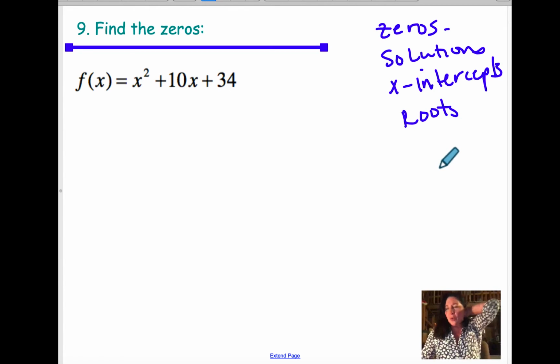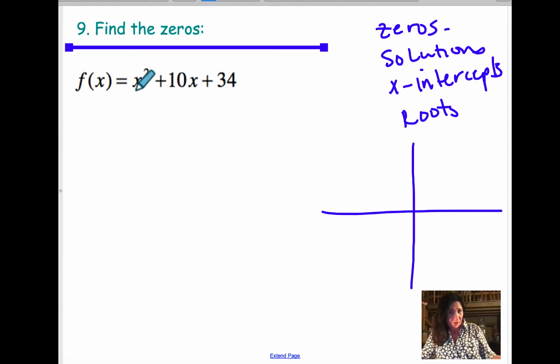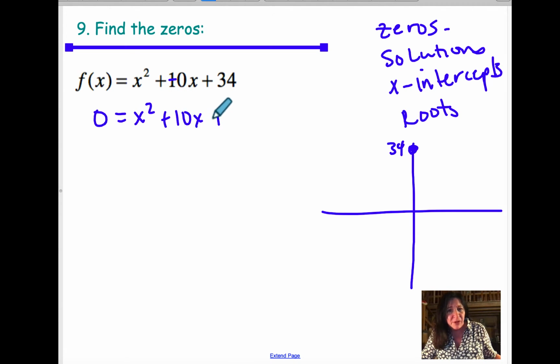So you should know that if you want to find the x-intercept, you need to set y equal to 0. Because if I wanted to find the y-intercept, what's the y-intercept for this equation? I would set x equal to 0, so that'd be 0, way up here, 34, right? Okay, so in order to find the x-intercept, I need to set y equal to 0. f of x is y. The reason they told me it was f of x is because they're saying, hey, this is a function, by the way. So we have 0 equals x squared plus 10x and then plus 34.